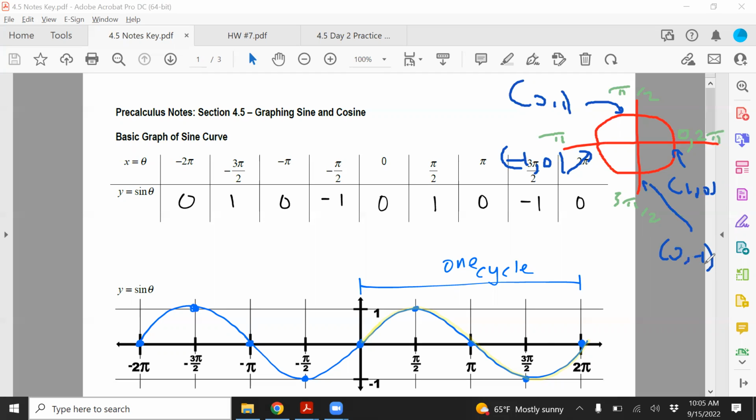So when you generate a sine curve, you want the y coordinates on the unit circle to be the output for the sine curve, right? So at 0, the y coordinate is 0. At pi over 2, the y coordinate is 1. At pi, the y coordinate is 0. At 3 pi over 2, the y coordinate is negative 1. And 2 pi repeats. These are repetitive curves, right?